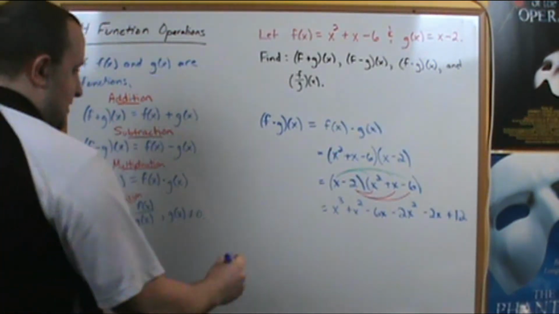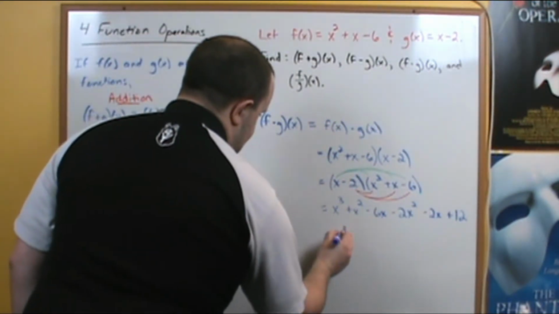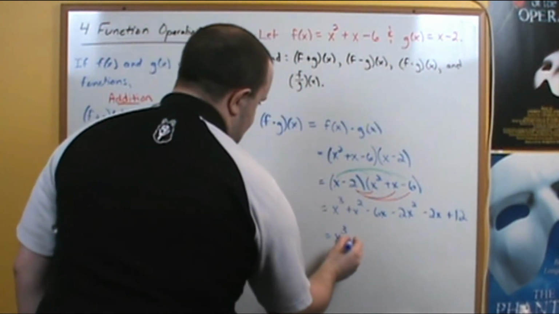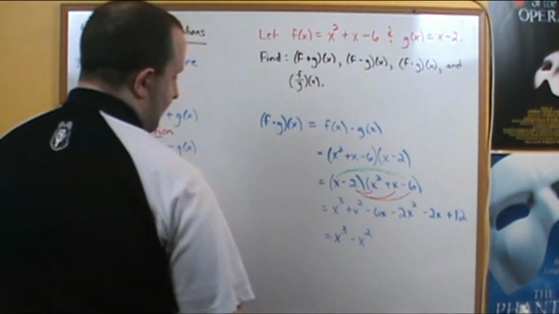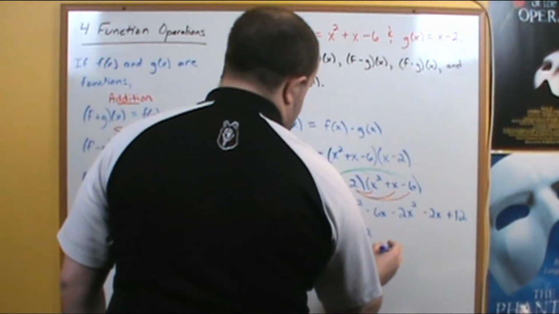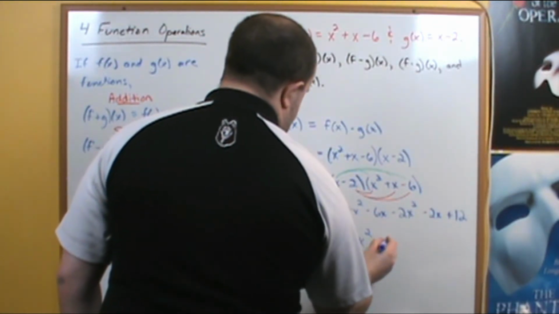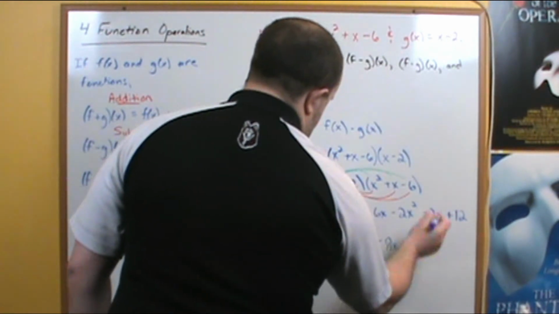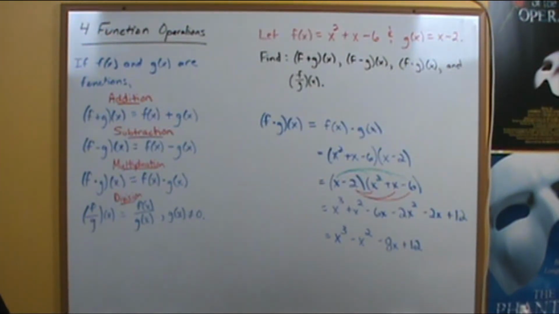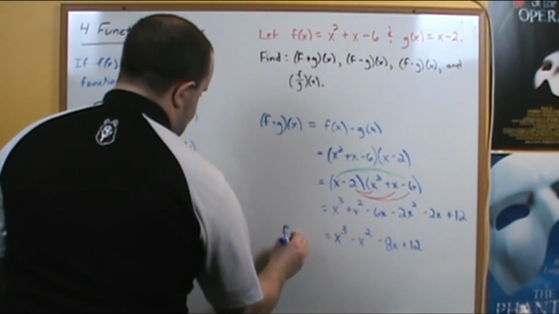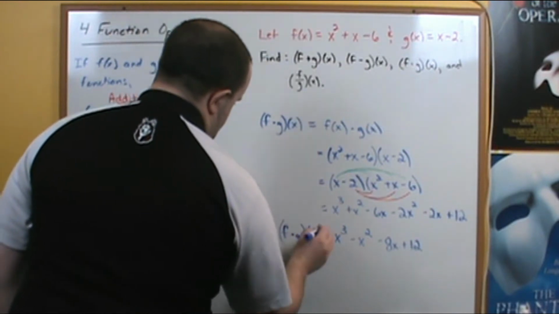And then combine like terms here. You get x cubed plus x squared minus 2x squared is going to be minus x squared. Minus 6x minus 2x, that's going to be minus 8x plus 12. And that is our answer right there for f times g of x.